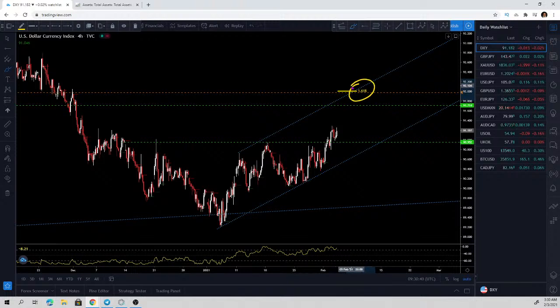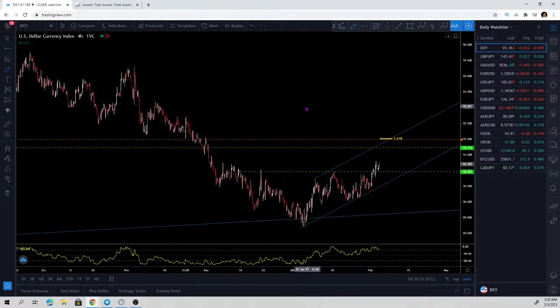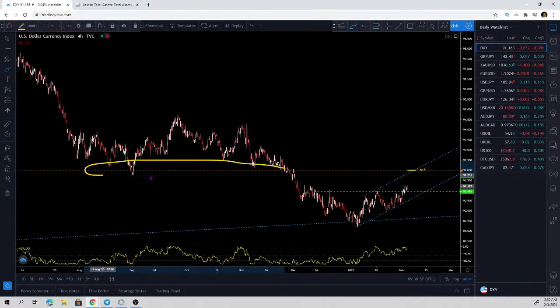So you see the 161.8 right here. These are the first targets. The 161.8 is just the extension of this first move, the first bullish move. These are technical bullish targets, which confluence with that 92 level, which confluence with these lows.